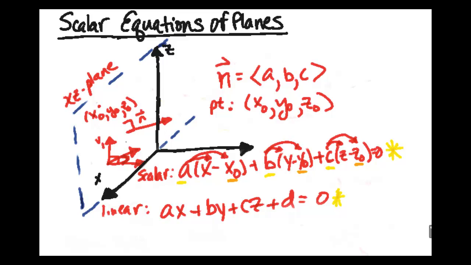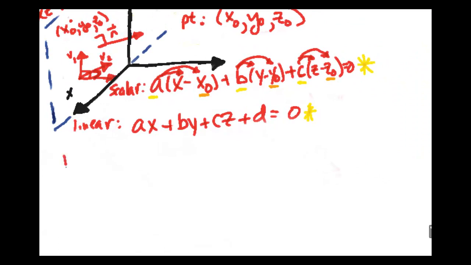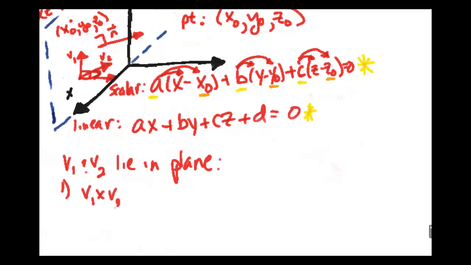if you have V1 and V2 and they both lie in the plane, let's go back over here. There we are. V1 and V2 lie in plane. Well, then you do the cross product to get n, your A, B, C.